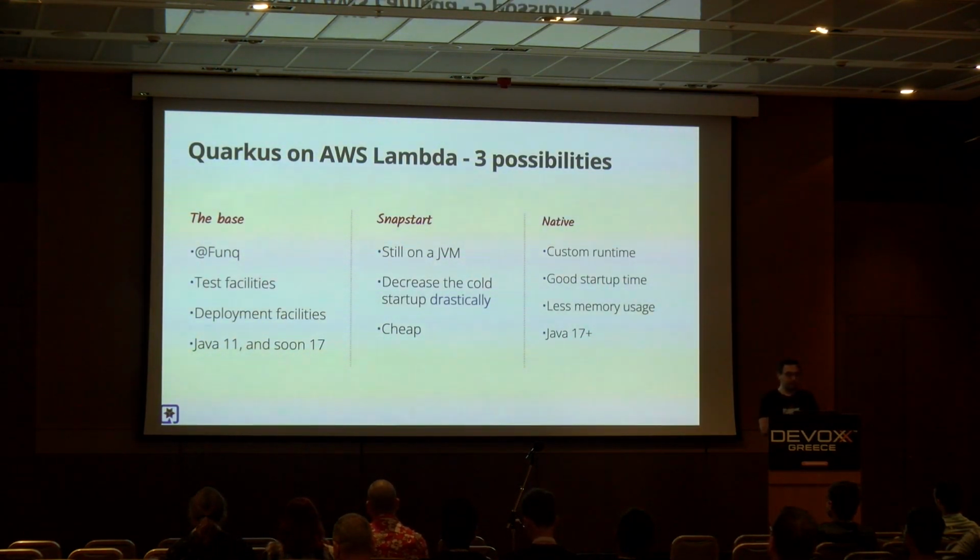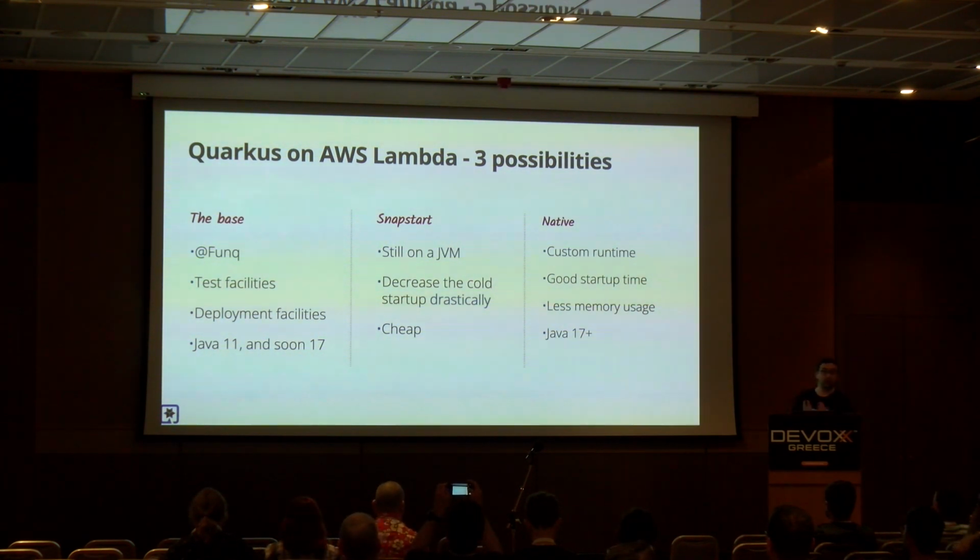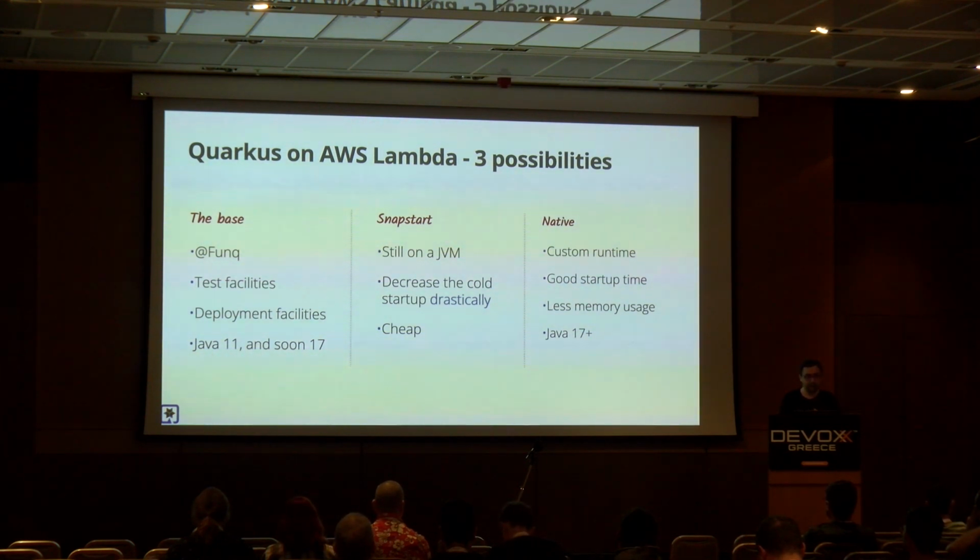So what I wanted to explain is that now, with Quarkus 3, you can take Funqy. First, you can use Lambda, Azure Functions, or Knative Eventing. You have built-in test facilities, deployment facilities, Java 11, and very soon Java 17. Then you decide. If you are really targeting Java on Amazon, you can decide to stay on the JVM side and use SnapStart. You just say SnapStart equals true. You can enable or disable the various optimizations we do, and it will decrease the cold start really drastically.